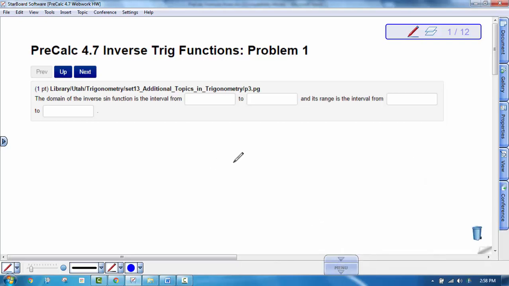All right, this is 4.7 inverse trig functions. The first problem wants us to find the domain of the inverse sine function. Now, the inverse sine function, we went over this in the notes.